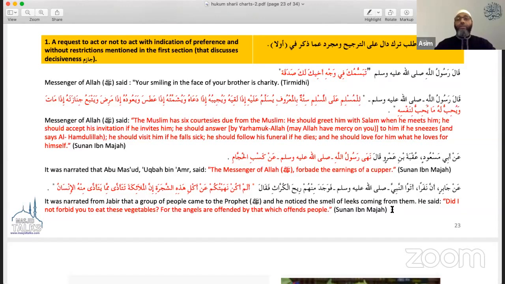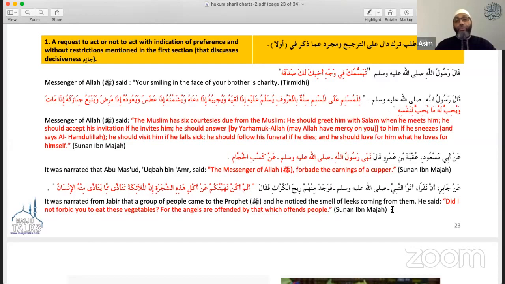Similarly, Rasulullah sallallahu alaihi wasallam said, "Naha Rasulullah sallallahu alaihi wasallam an kasbi hijam." Here, hijam is the cupping. Rasulullah sallallahu alaihi wasallam prohibited accepting a salary or some sort of earning for doing the cupping. We see people do that, but this is not a haram action, because this is something disliked, as it does not carry any of the indicators that show it is haram.